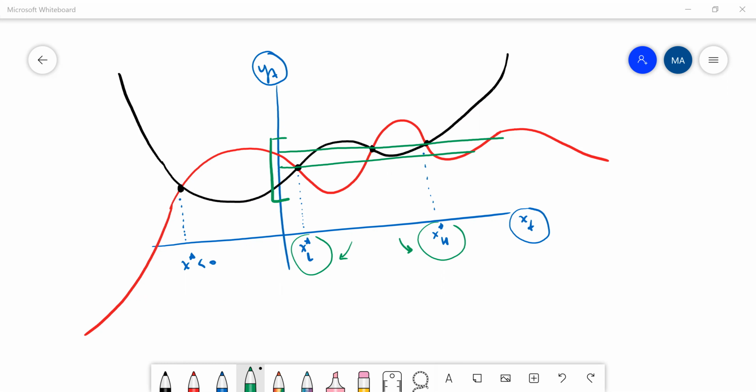Oh, there are more in the chat. Okay, let me stop sharing to see the chat.